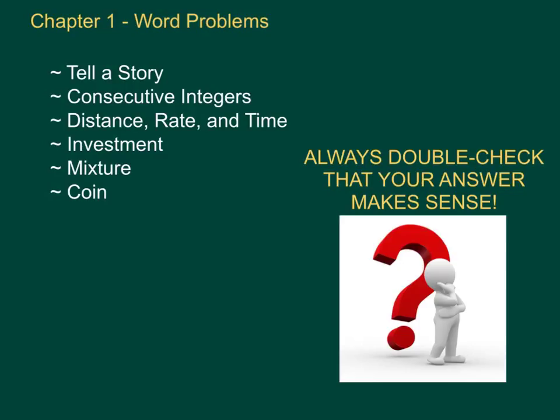This video is going to look at some word problems that would be covered in Chapter 1. There's going to be 6 different things we're going to talk about. First will be just telling a story through algebraic symbols. Next will be consecutive integers type problems, problems about distance, rate, and time, investment problems, mixture problems, and coin problems. And so we're going to do one example of each of these.